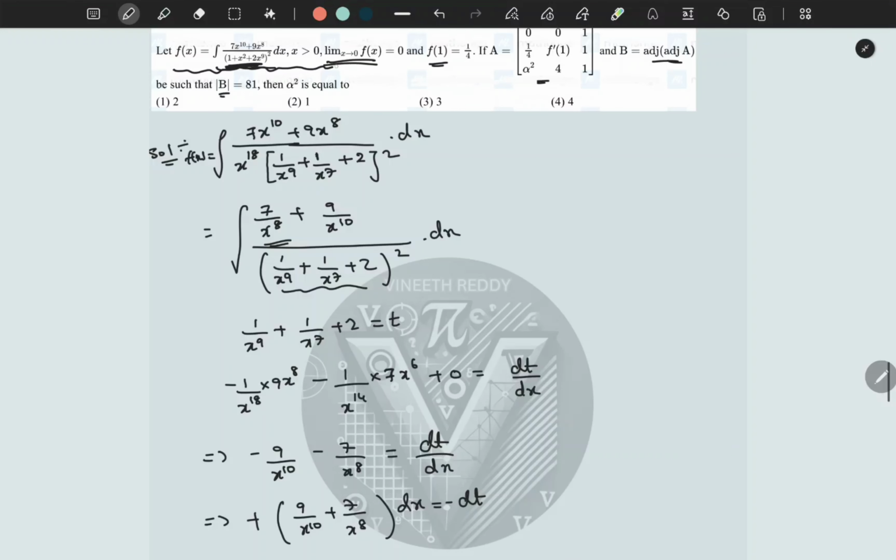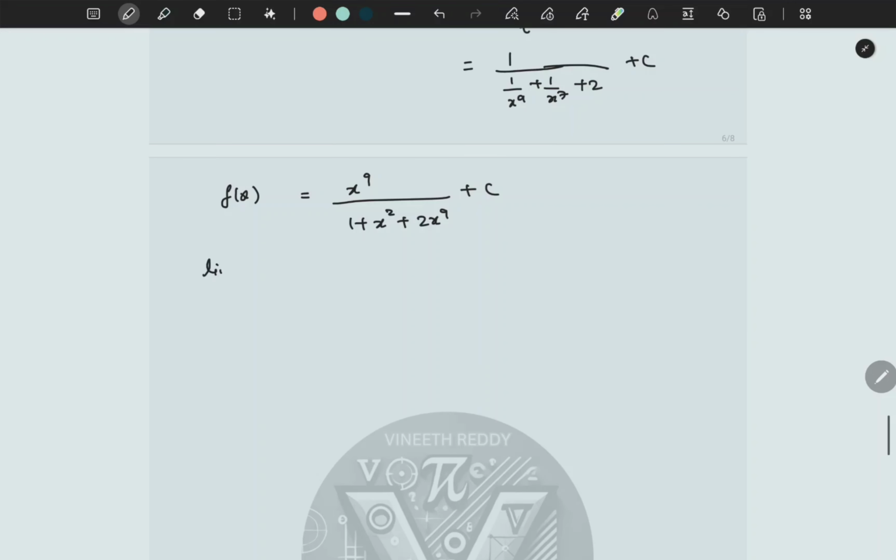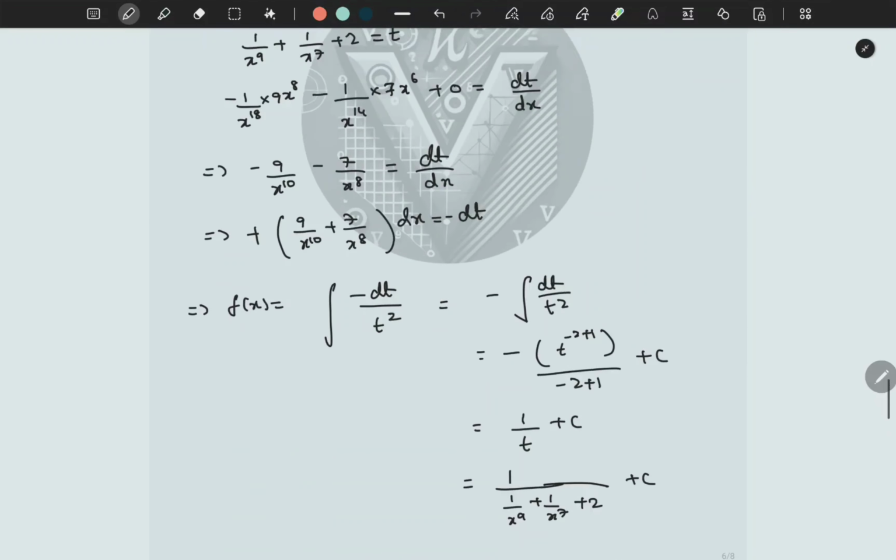And what did he say? Limit as x approaches 0, f of x is equal to 0. So limit as x approaches 0, f of x is 0. And if I apply the limit to this part, it will be 0 by 1. So 0 plus c should be equal to 0. c will be equal to 0 because the limit as x approaches 0 of a constant is anyway a constant. Acha, so the value of c is 0.